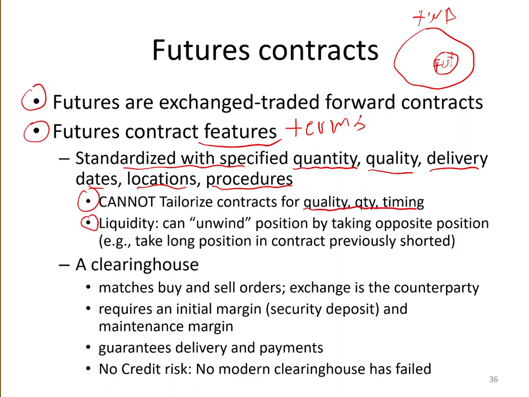The only thing you can choose on a futures contract is, do you buy or sell? Are you a buyer or seller? And how many contracts? So do you want to go long or short? 1, 2, 3, 5, 100 contracts.